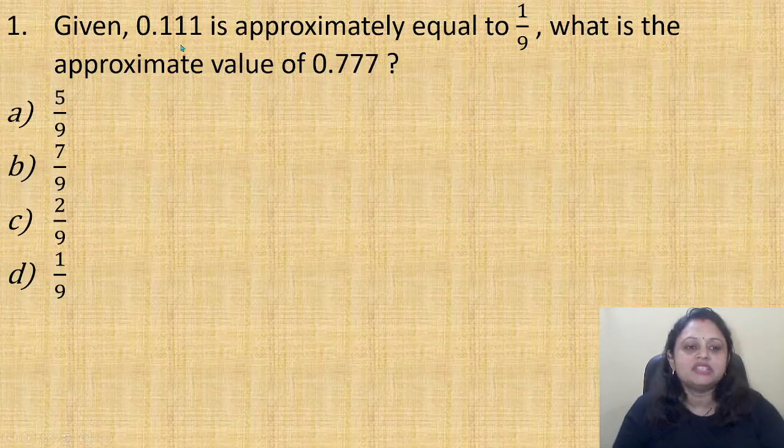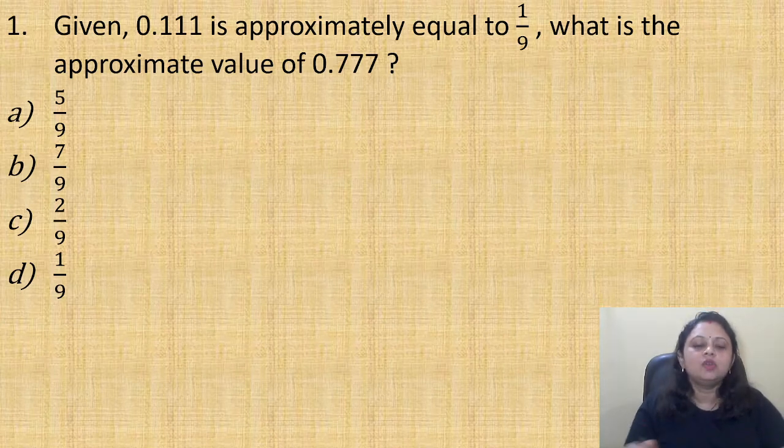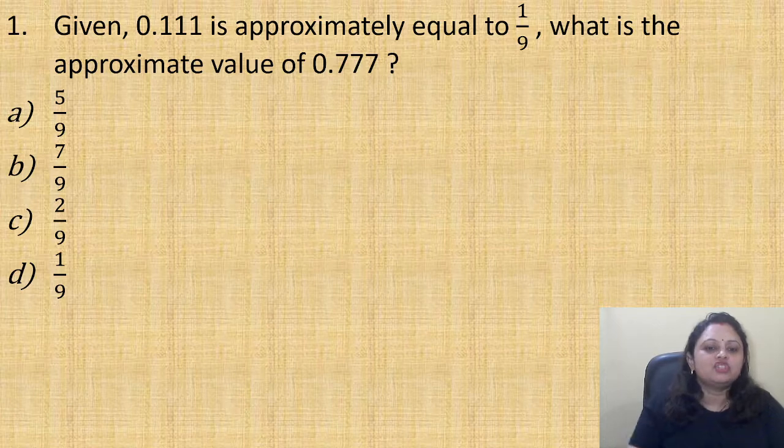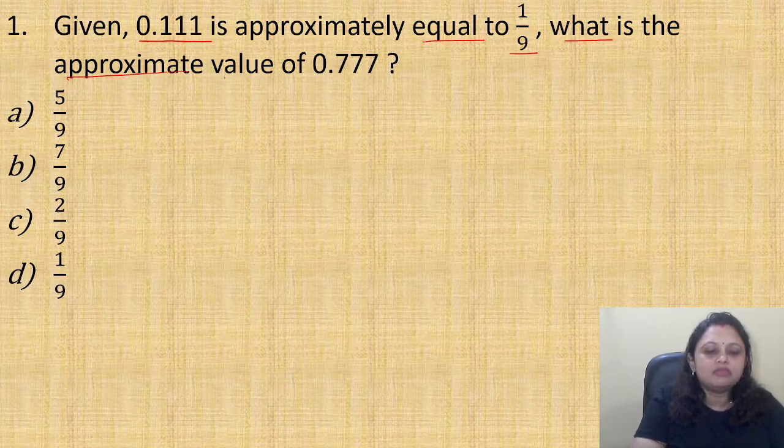Our first question: given 0.111 is approximately equal to 1 by 9, what is the approximate value of 0.777? Option A 5 by 9, B 7 by 9, C 2 by 9, D 1 by 9. So in the question it is given that 0.111 is approximately equal to 1 by 9. So what is the approximate value of 0.777?